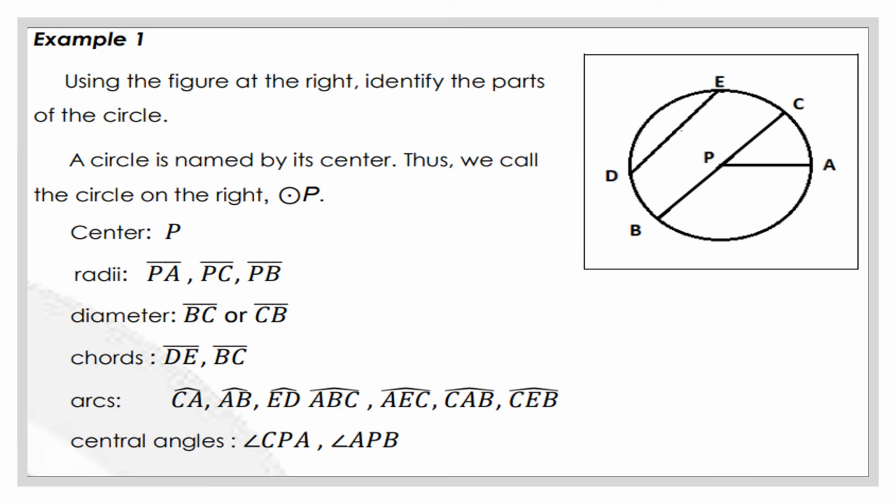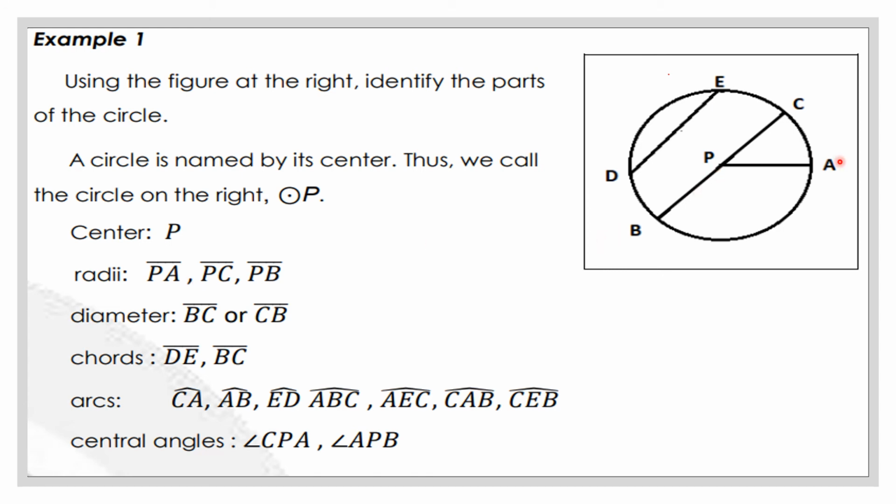Ayan. So, here are the examples. Using the figure at the right, identify the parts of the circles. So, ito yung figure po natin. Ayan po. A circle is named by its center. So, tulad na nabanggit ko po kanina, thus we call the circle on the right circle T because point T is the center. So, that is why the circle name is circle T. The radius or the radii, kasi madami po dito mapoform na radius. So, we call it radii.